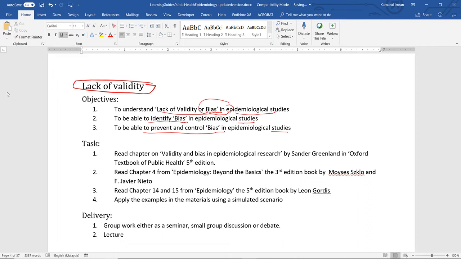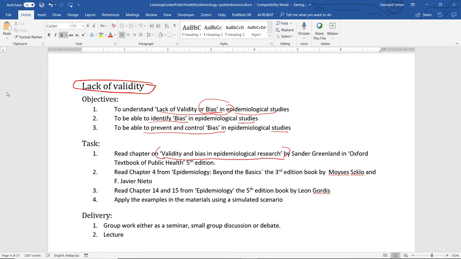So it is important for you to read Validity and Bias in Epidemiological Research by Greenland in the Oxford Textbook of Public Health, the 5th edition. But this is a bit of a difficult text, I think. So it's good for you to read, but I don't expect you to understand it fully.